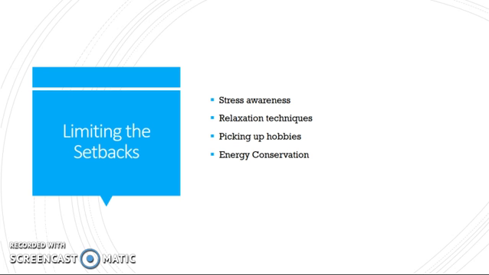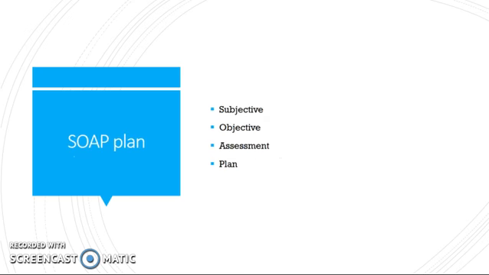Picking up hobbies and things that we enjoy in day-to-day life or things that we do more often. And energy conservation. The more energy we're spending, especially someone who has had a heart attack, they're not going to have as much, and they're going to be more tired and fatigued much easier. So, working on energy conservation and pacing yourself throughout the day is also something that can be used in occupational therapy. So in order to limit the setbacks using occupational therapy, we need to have a SOAP plan.